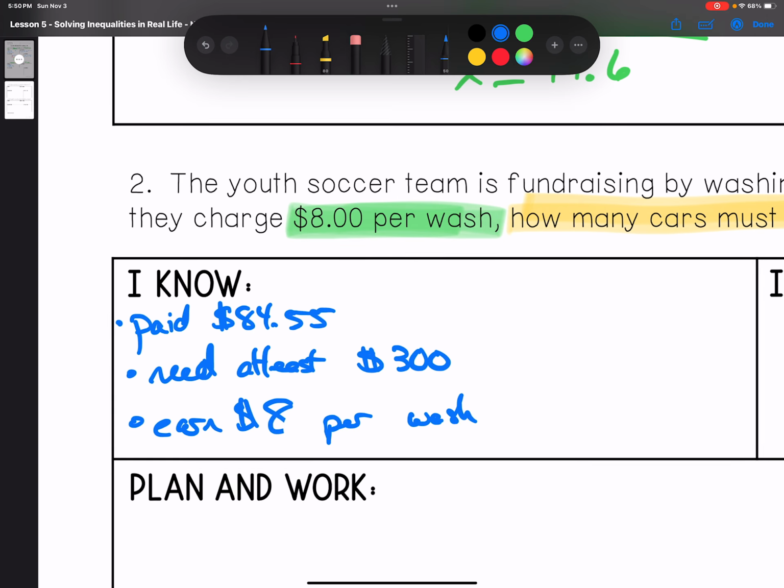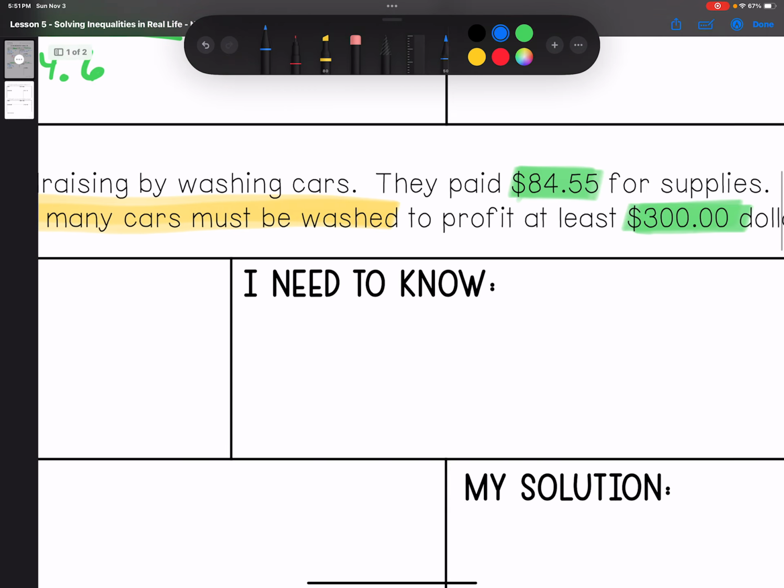So I know that they paid $84.55, and I know they need at least $300, and then I also know they earned $8 per wash. What do I need to know? If you don't get all of this, I'll have it paused while you're working on the next one, so don't panic. What do I need to know?